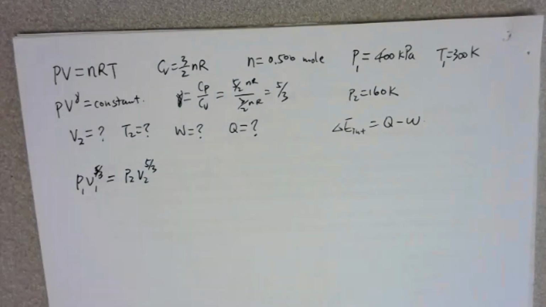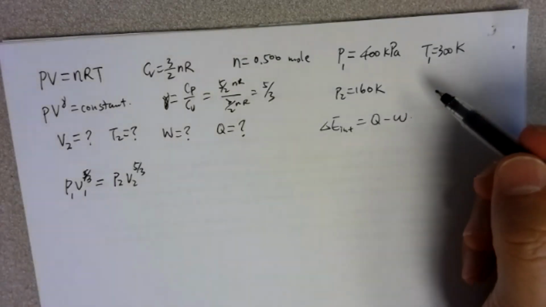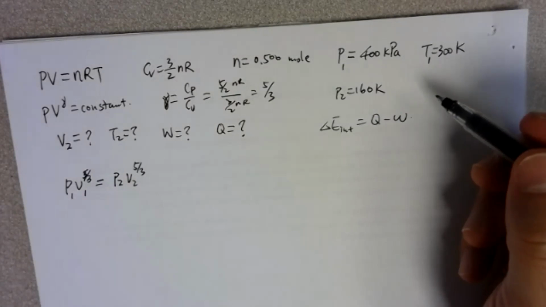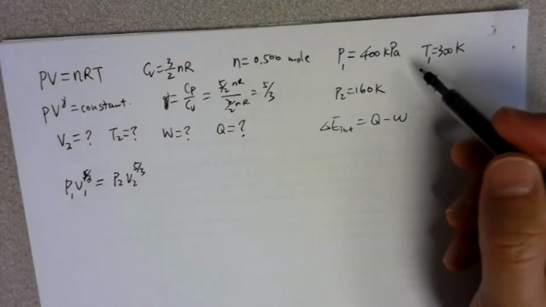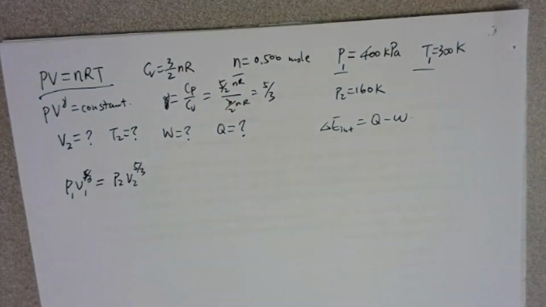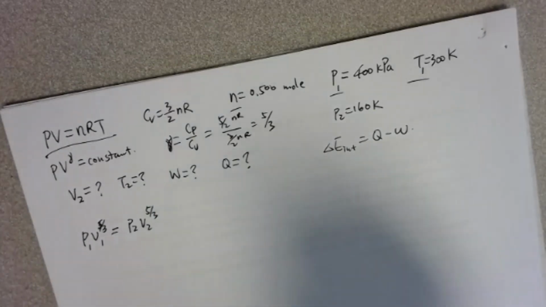By using this equation, you should be able to calculate V2, because you can calculate V1 using PV equal to nRT. And then once you have V2, you can calculate T2, and you can also calculate the work and see how much work will be done. So let's do this one by one.